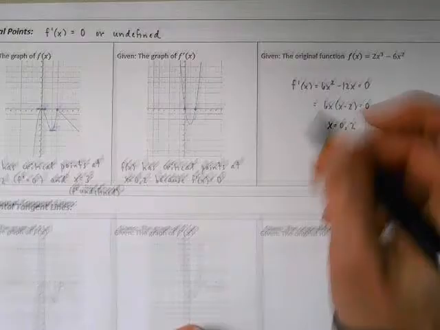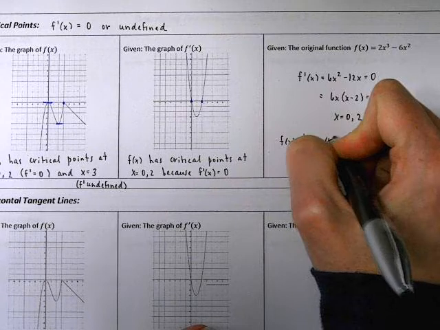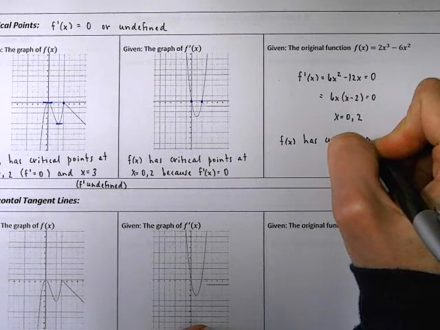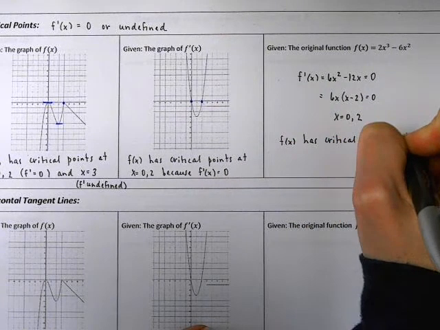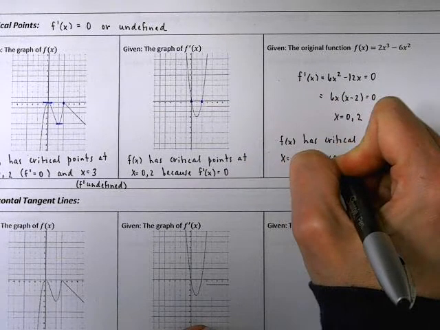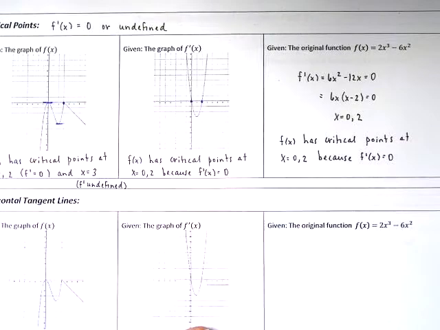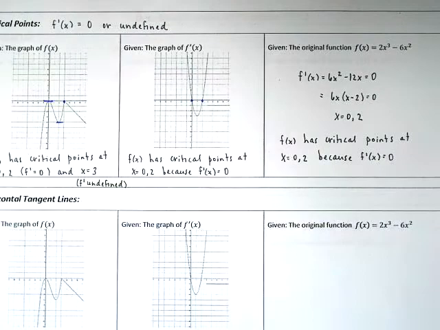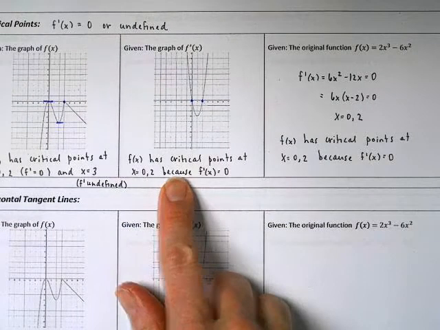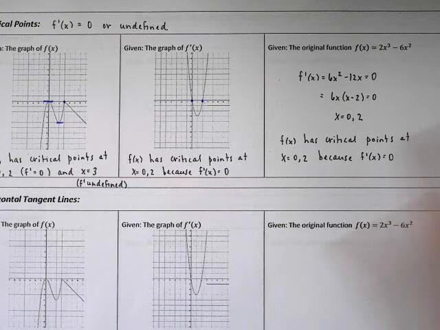So here we would say f of x has critical points at x equals 0 and 2 because f prime of x is equal to 0. All this justification I'm doing with writing because and giving that reason, you want to make sure you're doing that every time. That's a big part of the AP exam, knowing how to appropriately justify your answers.